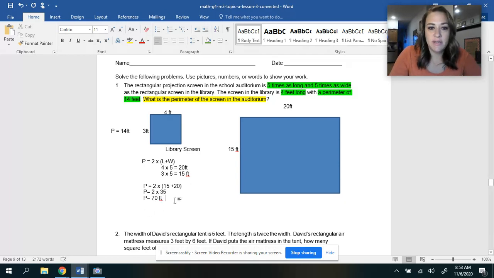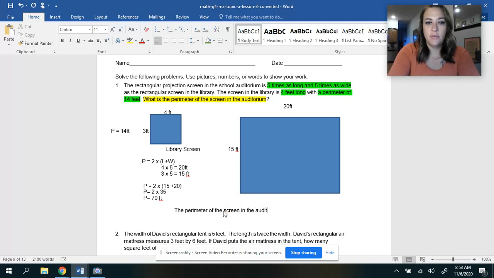Okay. And because it's a word problem, we are always going to like you guys to have an answer statement for your question. So we would say the perimeter of the screen in the auditorium is 70 feet.